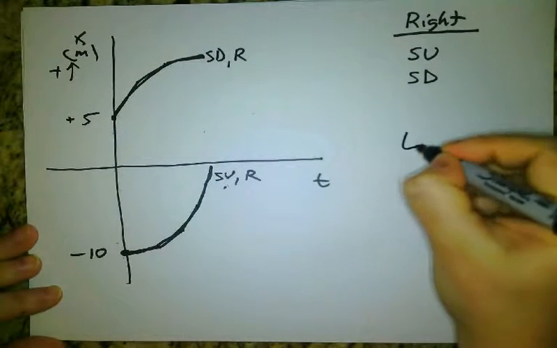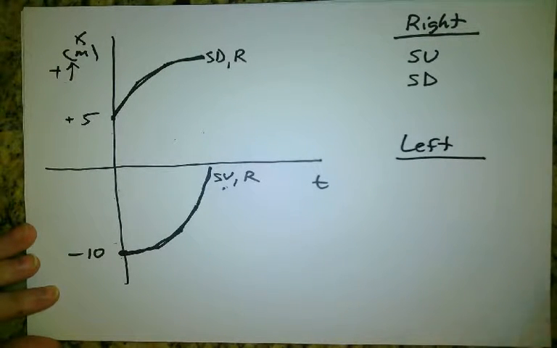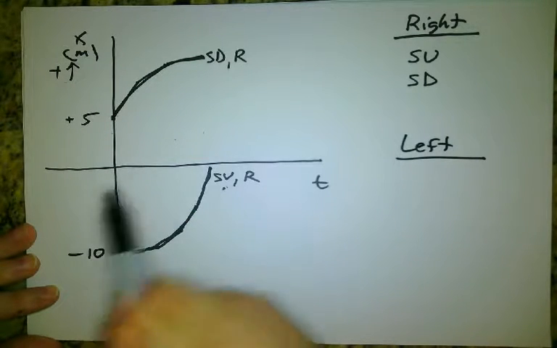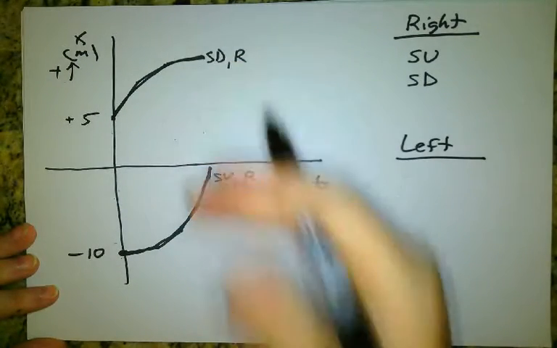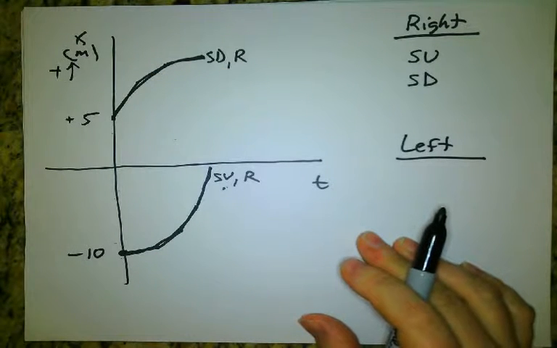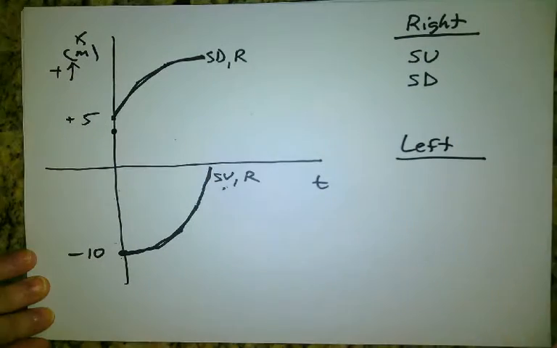Okay, now let's do the left version of this. What happens when you're moving left? When you're moving left, your positions are decreasing. So my graph is going to have to decrease as time goes on. It's got to go down on the y-axis. So if I start here, let's do the speeding up case.